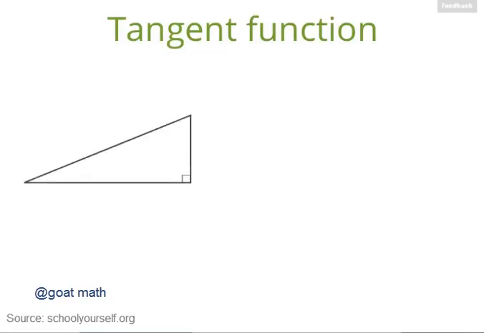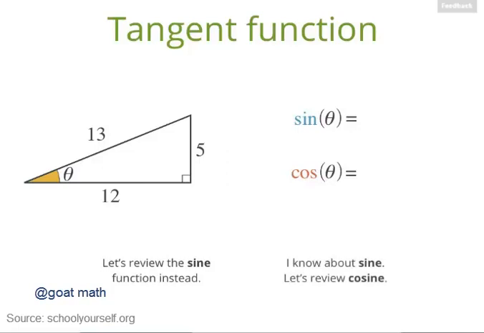Here's a right triangle, and let's say its sides have length 5, 12, and 13. Let's also label this angle with the Greek letter theta. What are the sine and cosine of theta? If you'd like to review the sine or cosine functions instead, click down here.